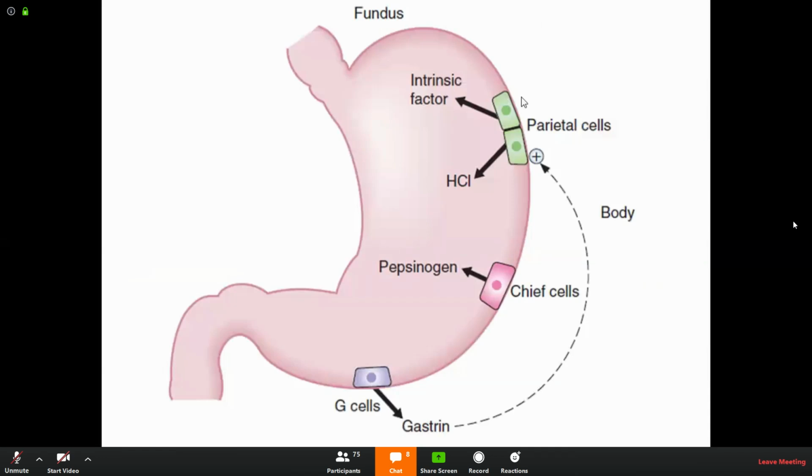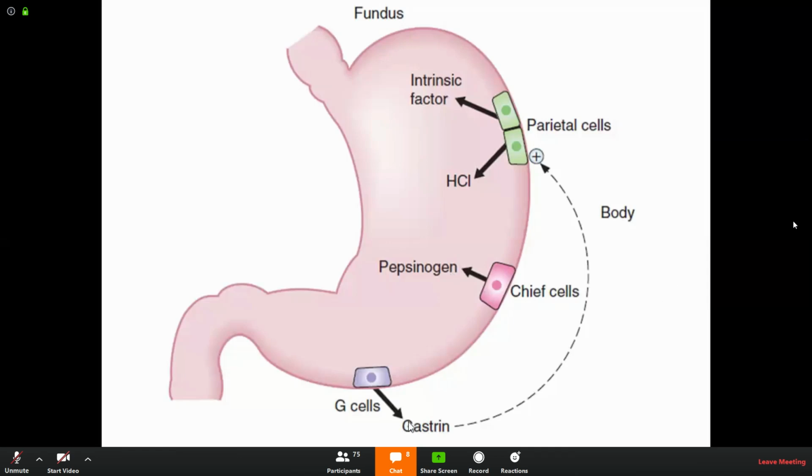So here are the parietal cells. Due to the stimulation of the vagus nerve, acetylcholine is released. Acetylcholine acts on the parietal cells, which secrete the intrinsic factor and HCl. The vagus nerve acts on the chief cells, and chief cells secrete the pepsinogen. The vagus nerve that supplies the chief cells also releases the acetylcholine, and pepsinogen and gastric lipase are secreted.